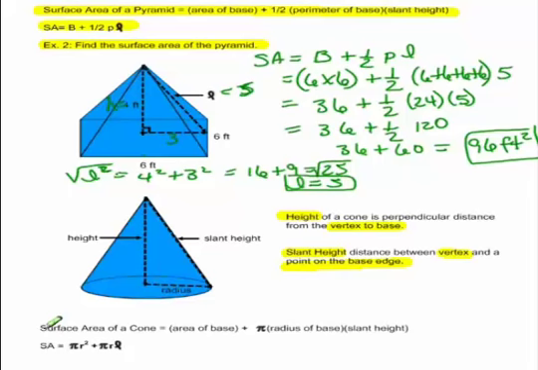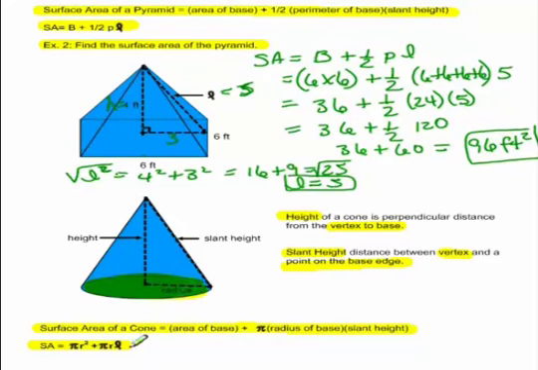Alright, so there is a formula for the surface area of a cone: area of the base. Kind of looks familiar, doesn't it? That's what our other formula said. Plus, this time it's going to be pi times the radius of the base times the slant height. So short form for this looks like surface area is equal to pi times r squared, because that's the area of the base, because look, the base is a circle.